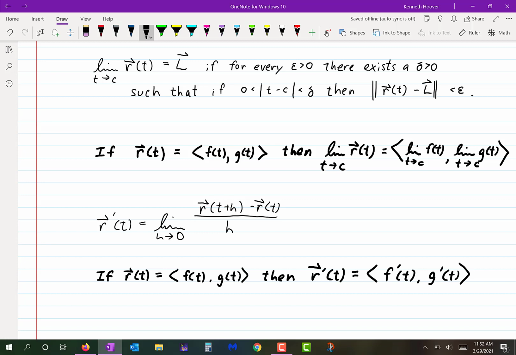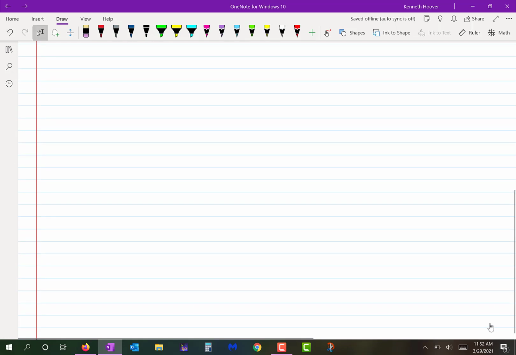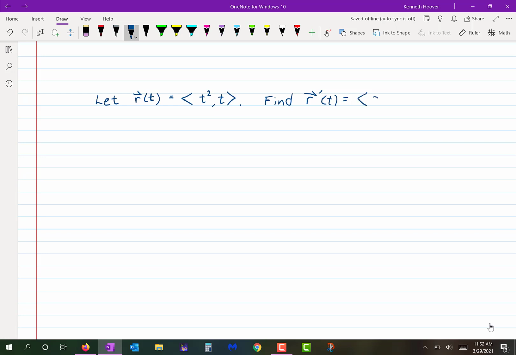So let's practice a couple of problems. Well, here's one good problem here. Let's have r of t equal the vector t squared comma t. So let's find r prime of t. It's very easy, isn't it? It's just going to be 2t comma 1. That's the answer. See how easy that is?